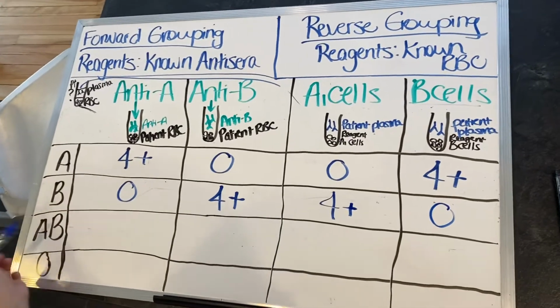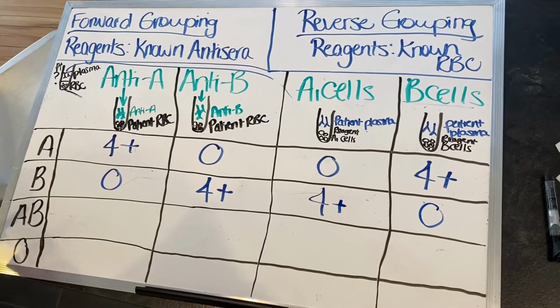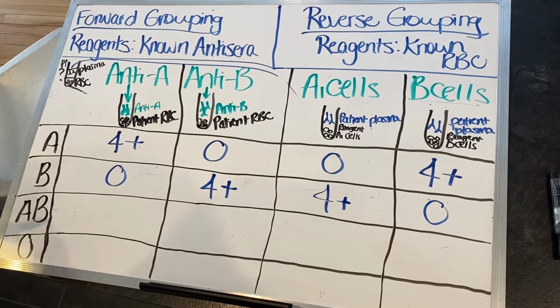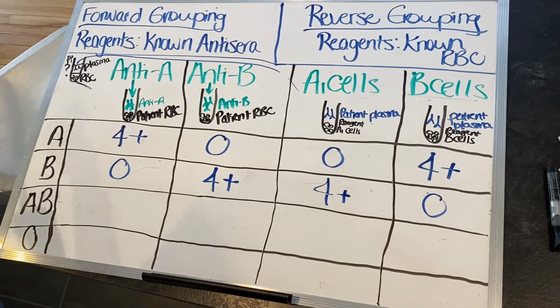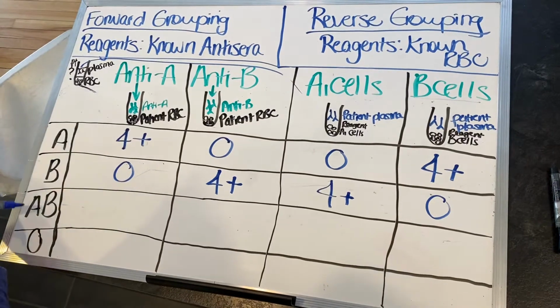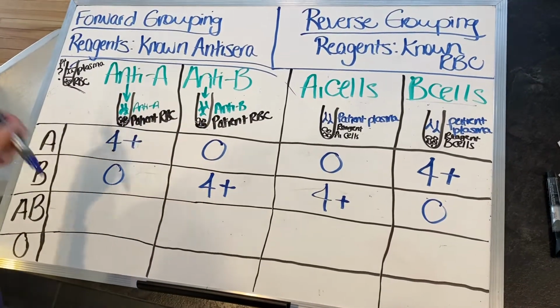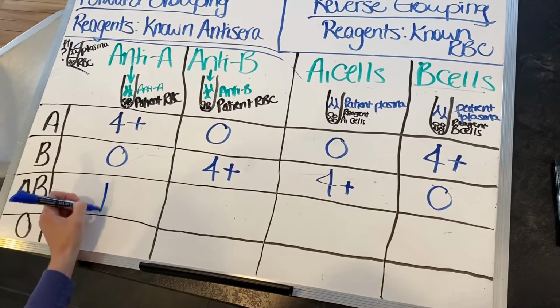And then group AB, you can probably guess, they have A antigens and B antigens on the red cell surface. So if you took a patient's red cells, and they're type AB, and you added them to anti-A and anti-B and shook both those tubes, you're going to see a reaction in both.